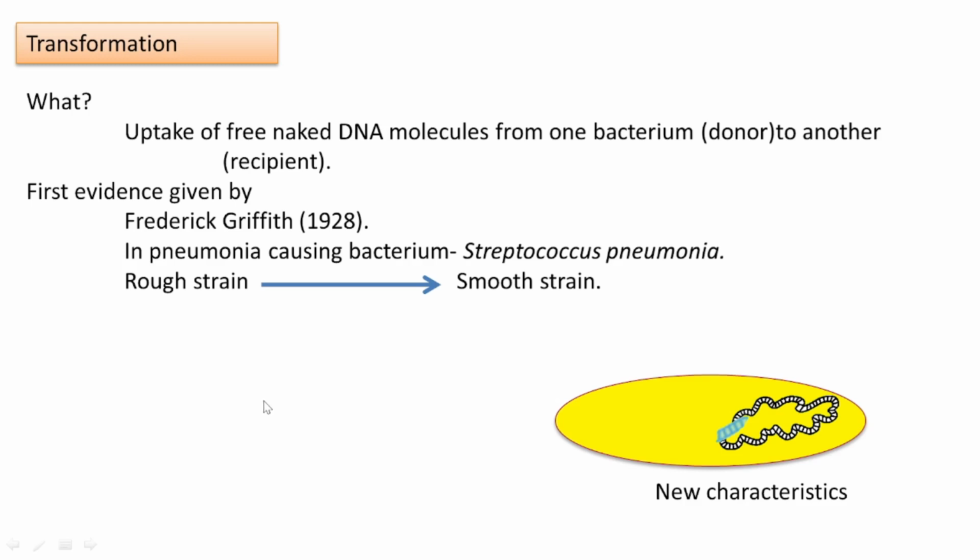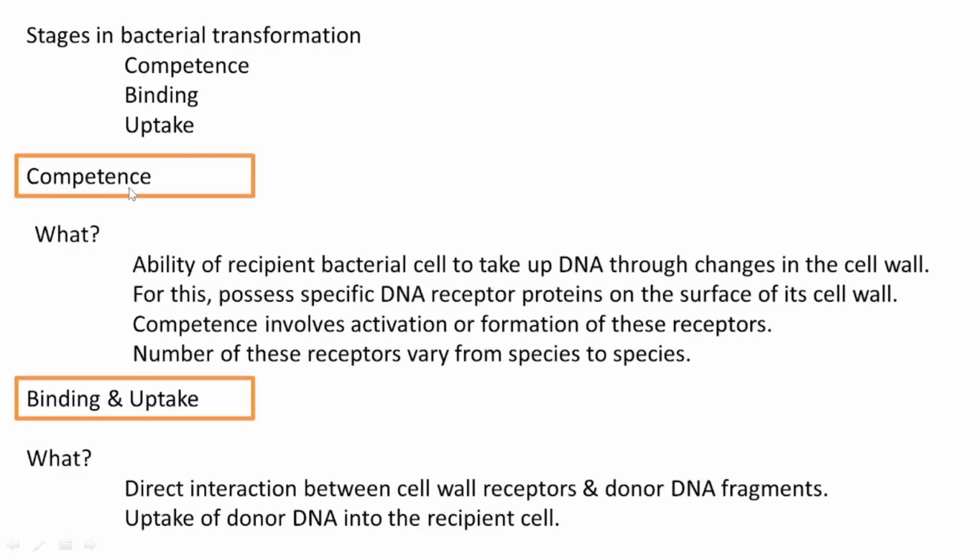Transformation in bacteria takes place through three stages: competence, binding, and uptake, which we are going to see next. Then what is competence? Competence means the ability of the bacterial cell to pick up a donor DNA fragment from its surroundings. If we consider a group of bacteria, maybe not all of them are able to pick up the donor DNA fragment. Only a few are capable of doing that.